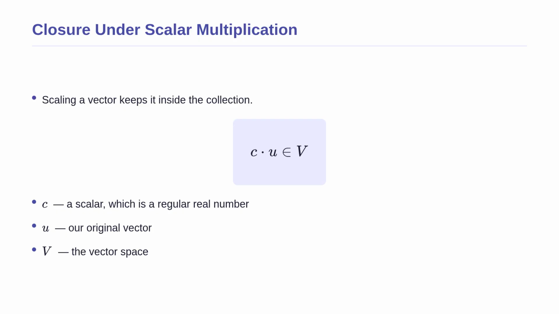We have covered addition, so let us look at our second main action, scalar multiplication. Just like addition, scaling a vector must be a closed operation. The letter C represents a scalar, which is just a plain real number like 3 or negative 1.5. If we take our vector u and multiply it by c, we might stretch it, shrink it, or flip its direction. However, this new resulting vector must still live inside our collection V. If stretching a vector makes it leave the allowed universe, the collection is not a vector space.